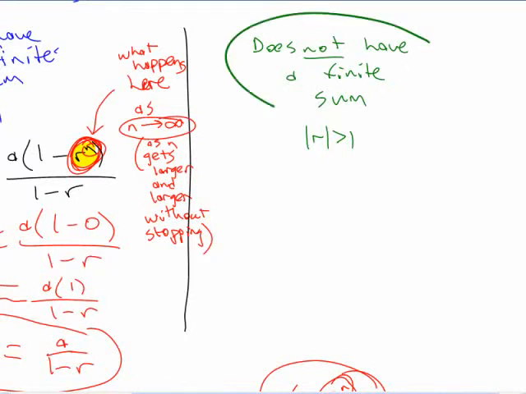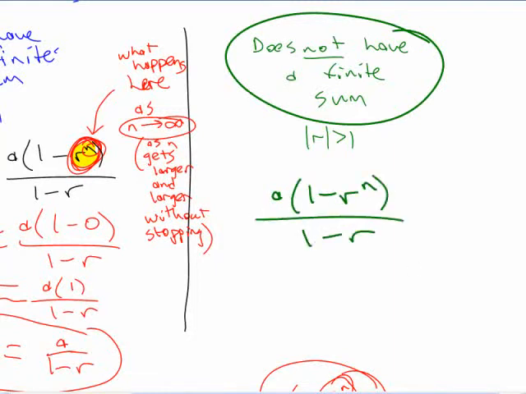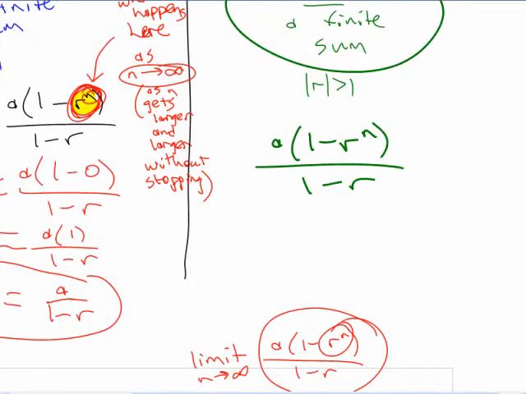Does this apply here? Is there going to be a finite sum? No, there isn't. And here's how you can see this. If you take that formula, (1 minus r to the n) over (1 minus r), what happens to this expression if the ratio is bigger than 1?